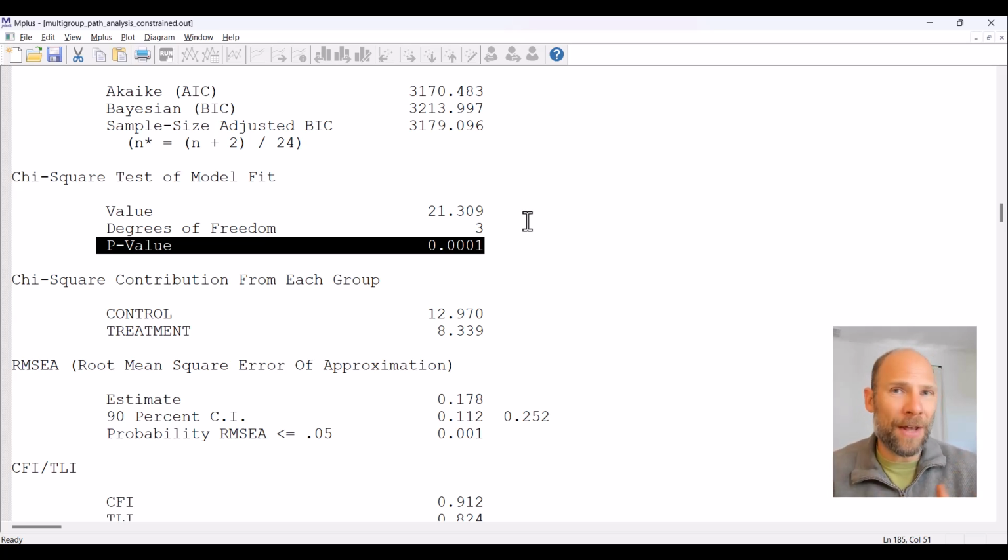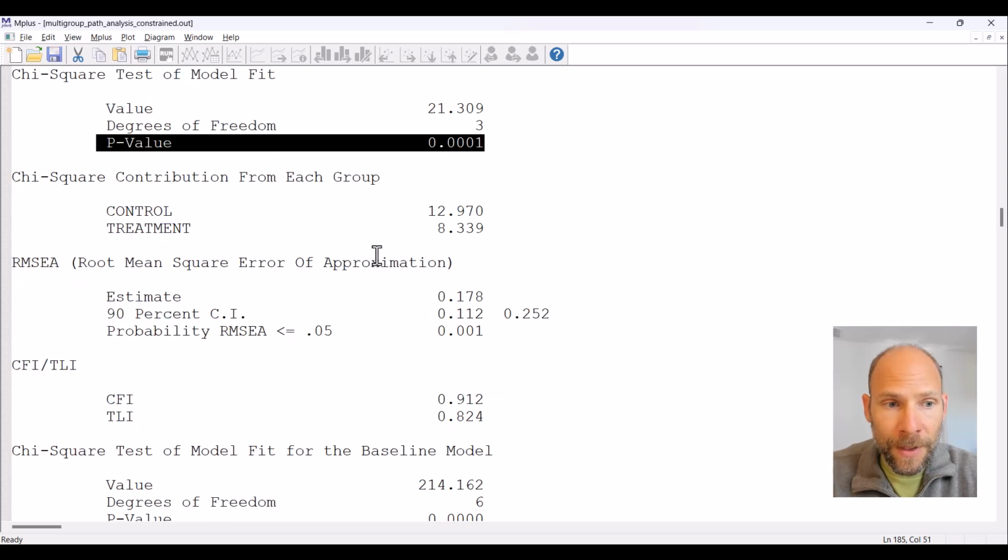Now we don't know, are they all different? Is only one different? The chi-square doesn't tell us this because it's a 3 degree of freedom omnibus test. It simultaneously tests the equality of all 3 parameters A, B, and C. So if you wanted to know this in more detail, you'd have to conduct individual tests of these path coefficients. All this tells us now is that something is not the same across groups, either A or B or C or a combination of those coefficients.